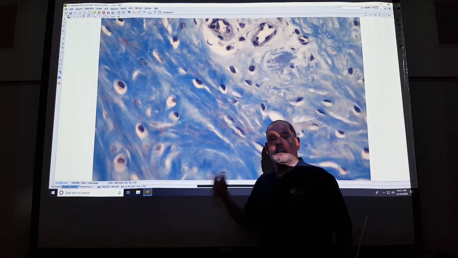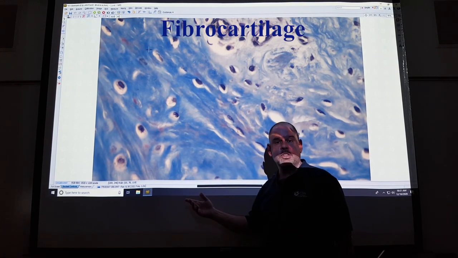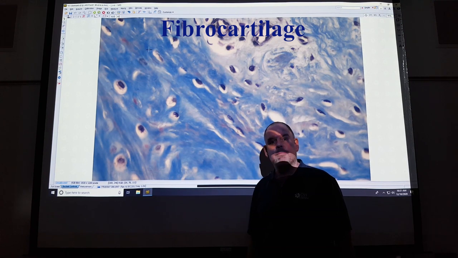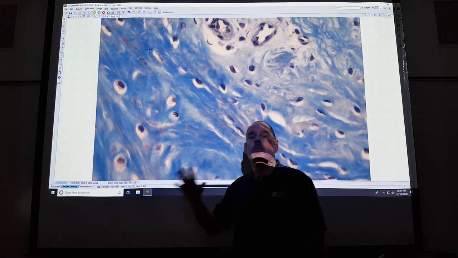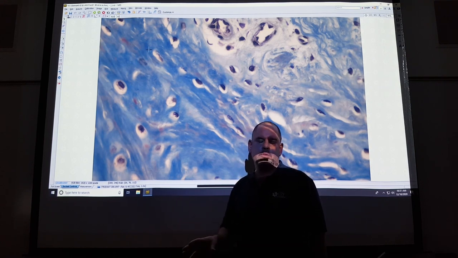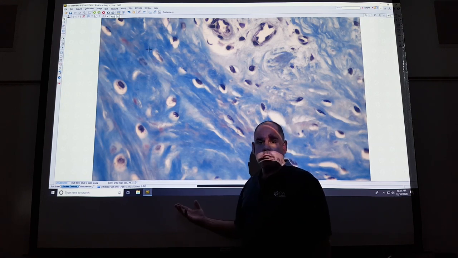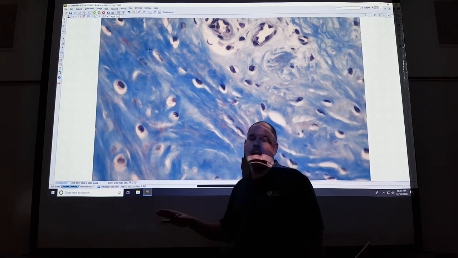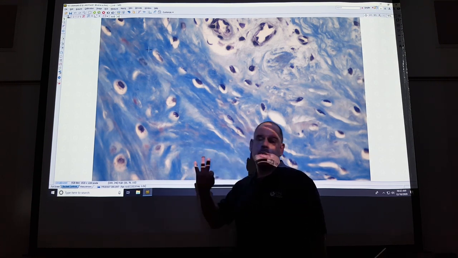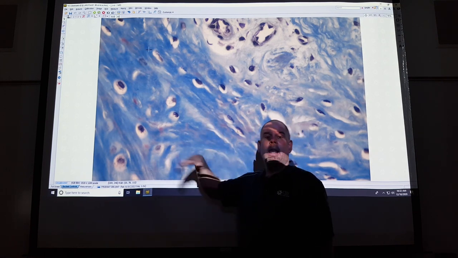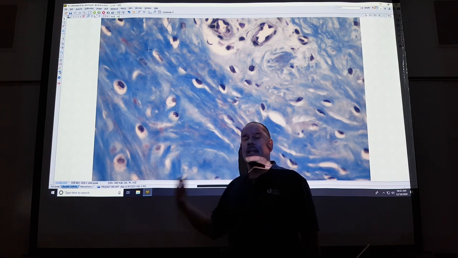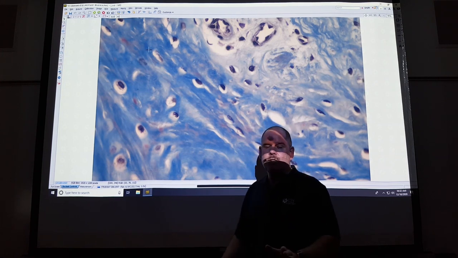Here's the second flavor, if you will, of cartilage tissue you're responsible for in lab. Just like there were epitheliums that I cannot ask you because they were not in the first week's lab manual, there are cartilage tissues or a cartilage tissue that I cannot ask you because it's not included in your lab manual. So there are three different kinds of cartilage. Hyaline, we've already seen. Fibro, this is. And elastic cartilage.